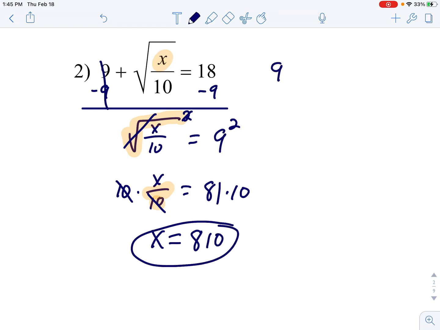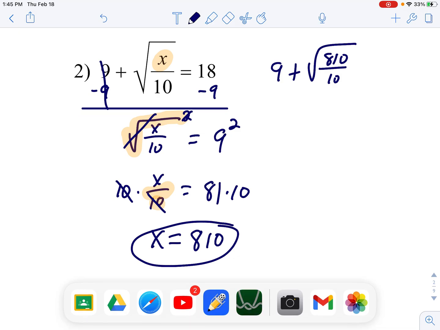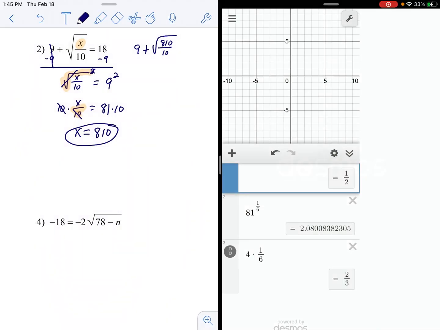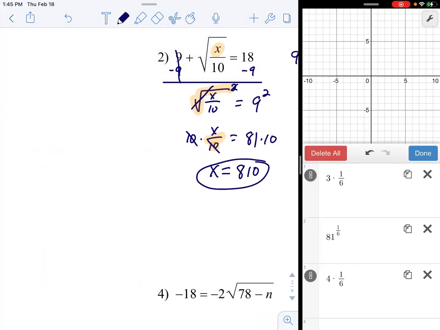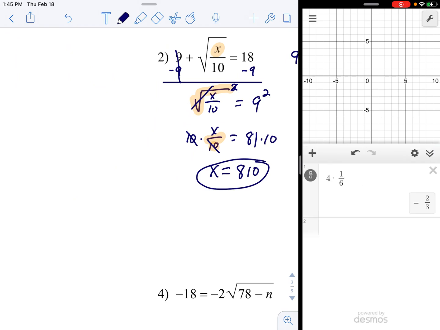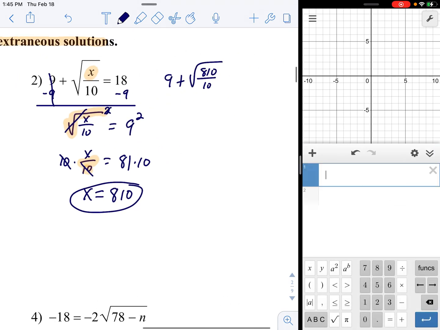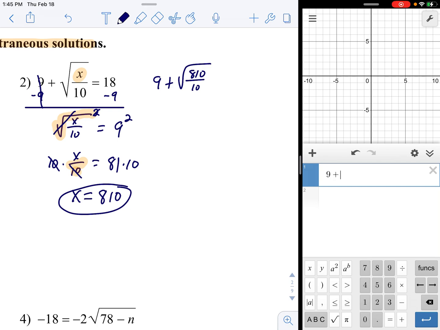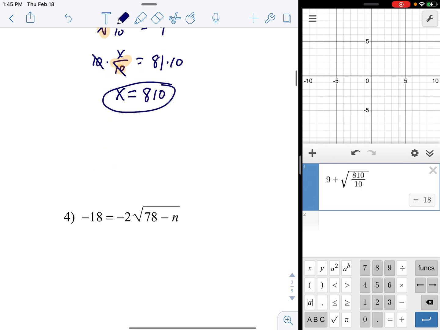If you try to check yourself, 9 plus the square root of 810 divided by 10. Oops, wow. Boy, I'm real smart. 810 divided by 10. Look, if you're lazy or if you're just not feeling it, maybe you're not a lazy person, that's kind of harsh, but maybe you just don't feel like doing it, you can just type in 9 plus square root of 810 divided by 10, and you get 18. So we're good. That is the answer.